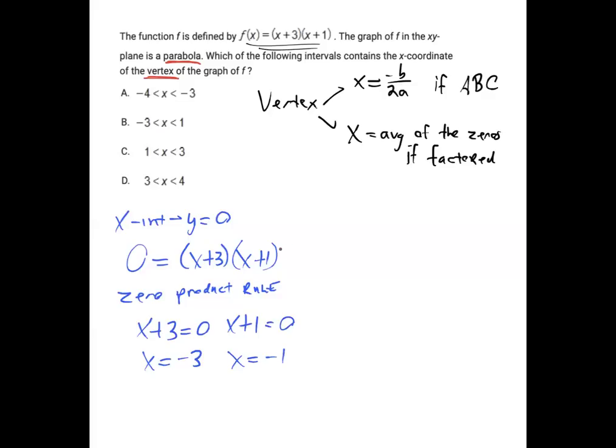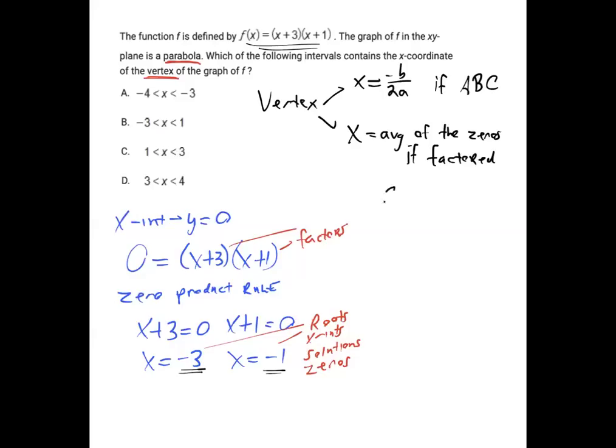So at this stage, these parentheses are called factors. But at this bottom stage, these numbers are called roots, x-intercepts, solutions, or zeros. They have a lot of names. And so getting back to the vertex, it is the average of the two zeros, and these are our zeros.